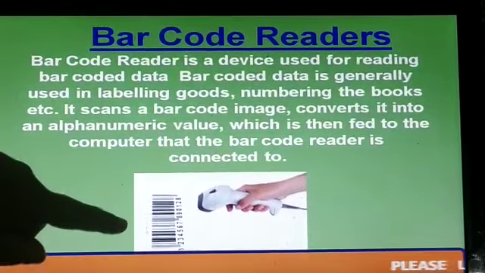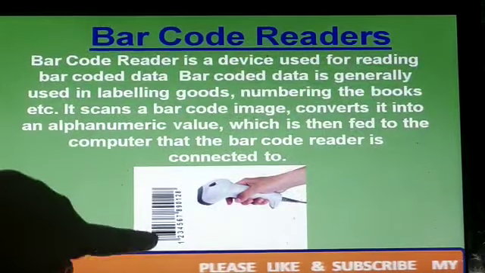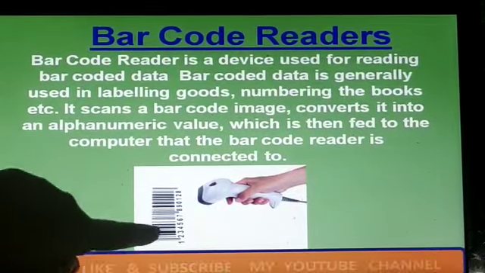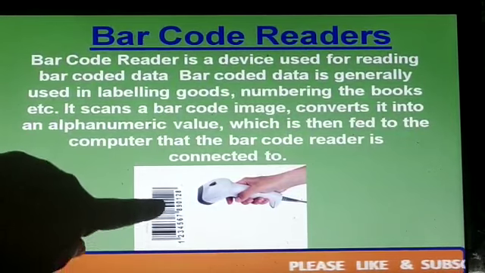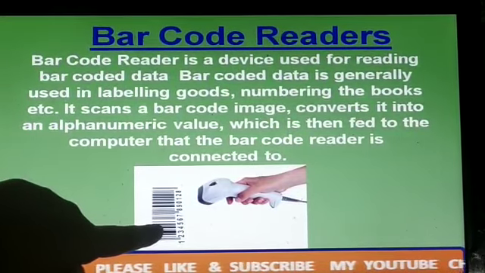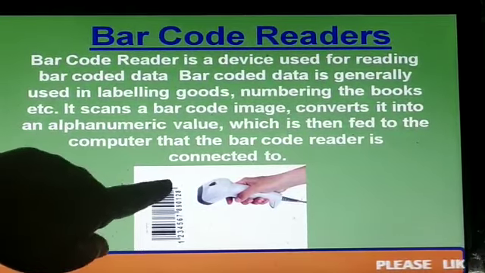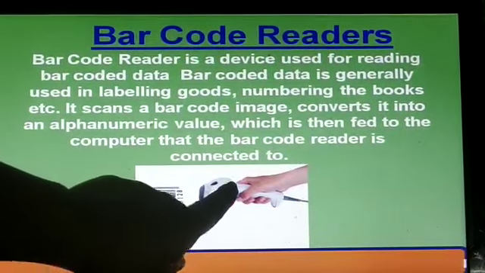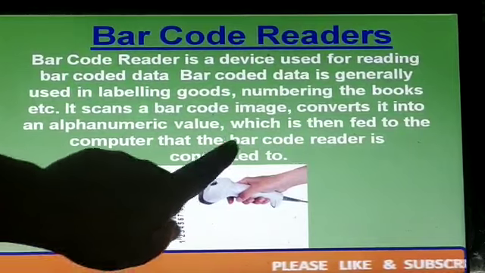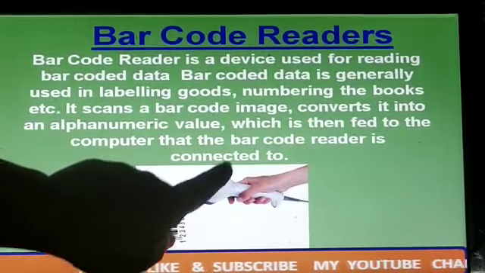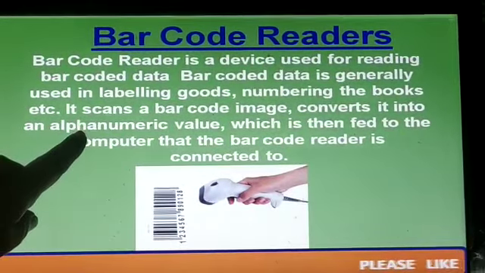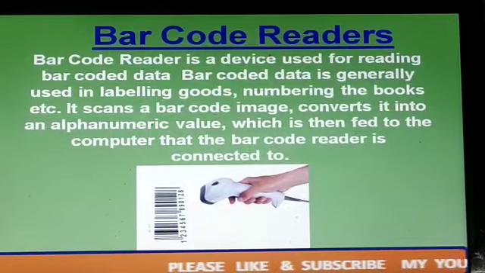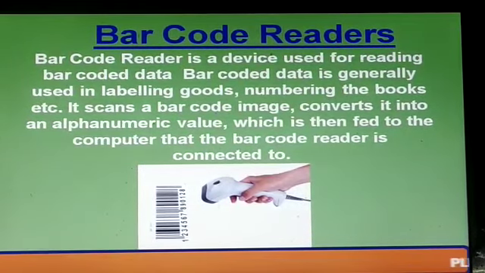Here you can see this is barcoded data. You have seen it in books and labeling so many goods items, and this barcoded data is scanned by the barcode reader. The barcode reader converts it into the alphanumeric value, and then we get the actual price of that particular book or item.